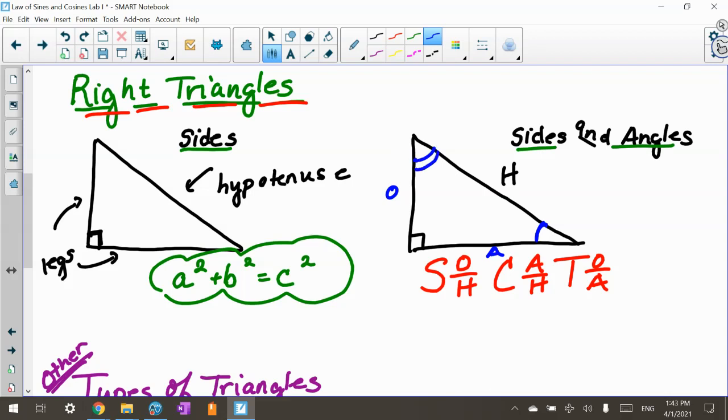So be careful with that. I know we've just done this. I just didn't want you to forget that. And this works for right triangles. You can do SOHCAHTOA and you can do a squared plus b squared equals c squared with right triangles, and you already know how to do that.